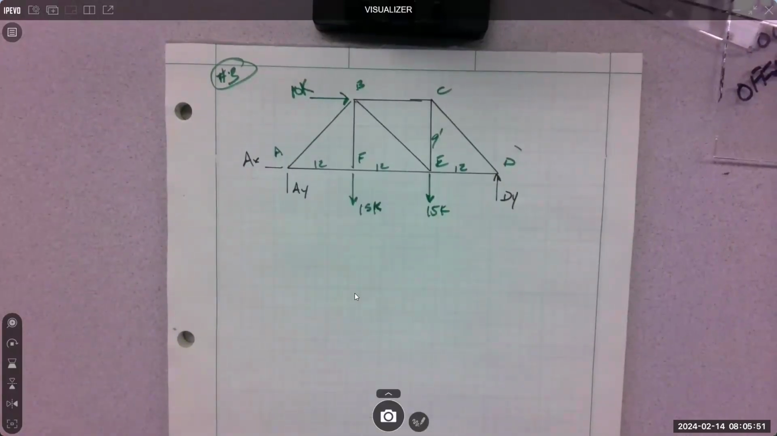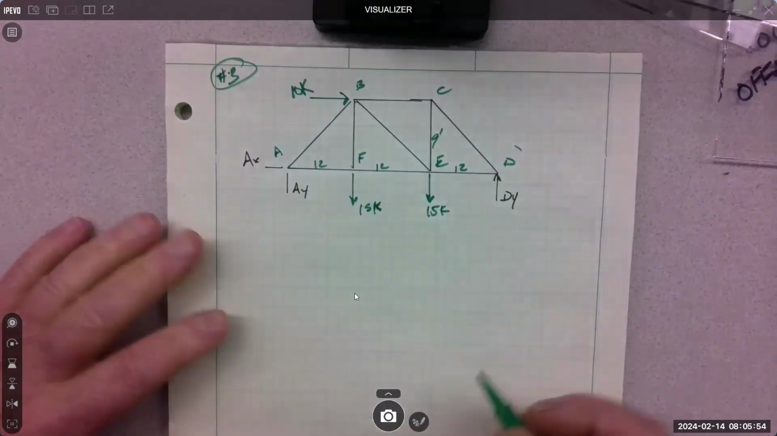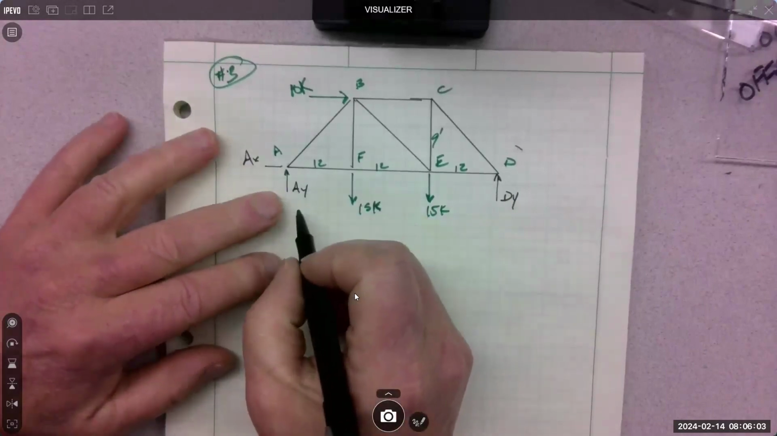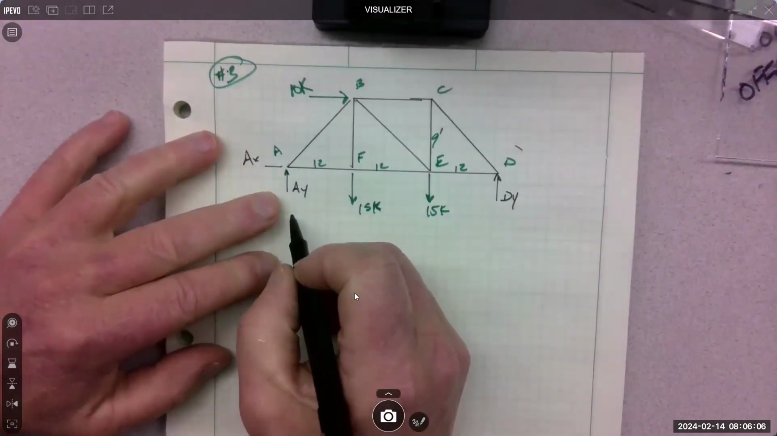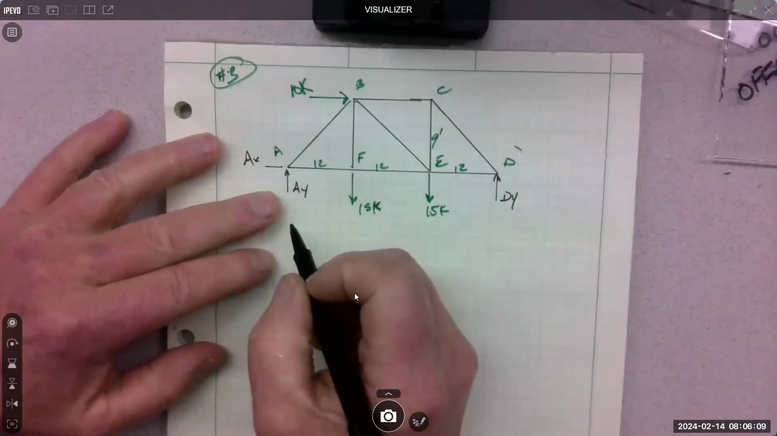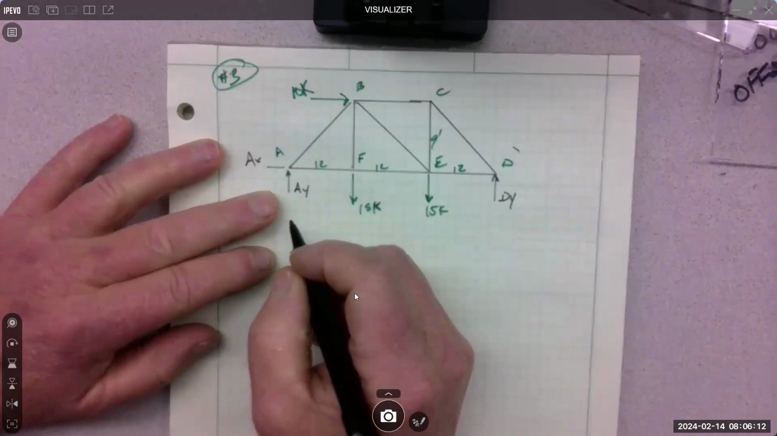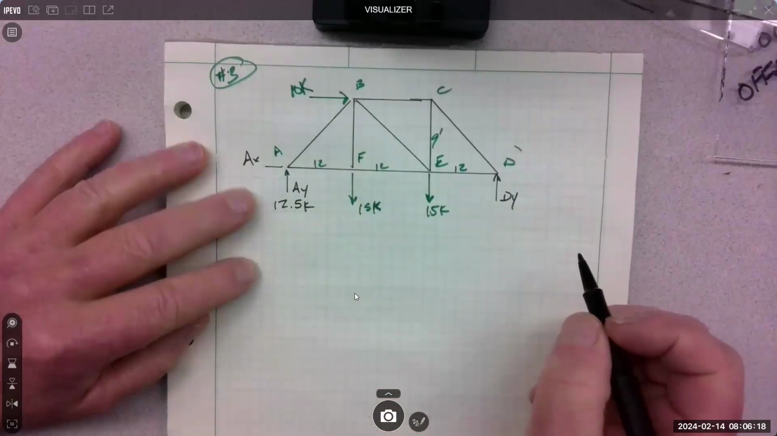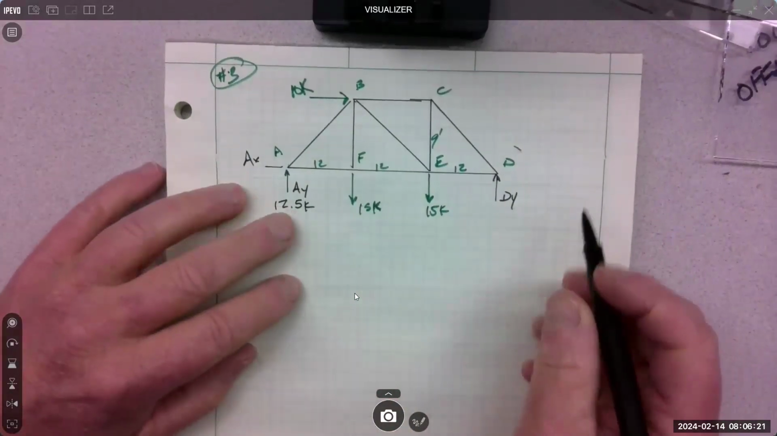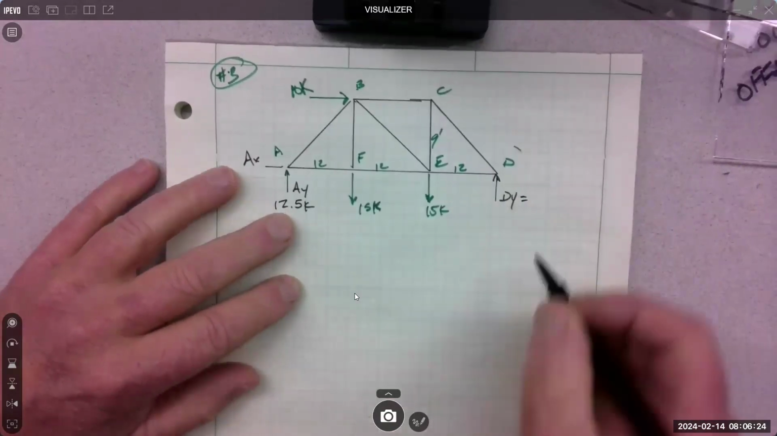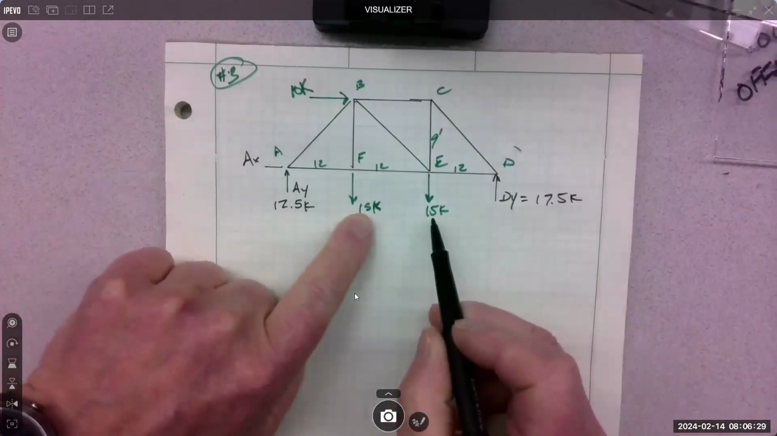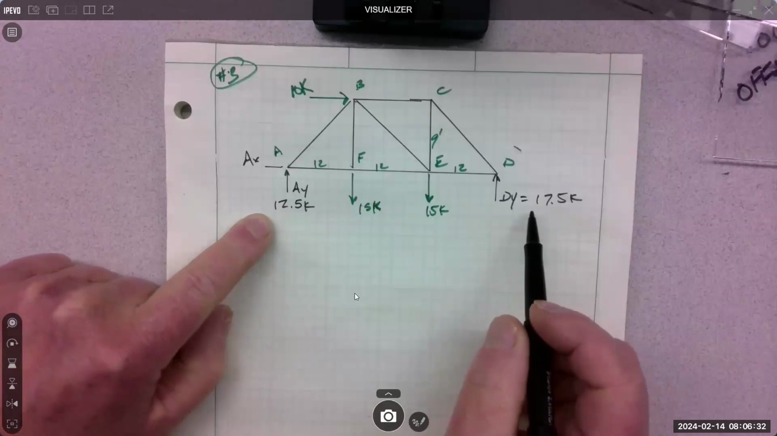That's next term's life. All right, so I'm gonna assume AY goes up. Is that true? Yeah. All right, what do we get for the reactions? AY. Come on, don't be shy. This is gonna save us time if you just throw me some numbers here. 12.5 K. Anybody agree with that? Yep. How about DY? 17.5 K? And those two should add up to 30. Agreed? Yeah. And how did we get those?